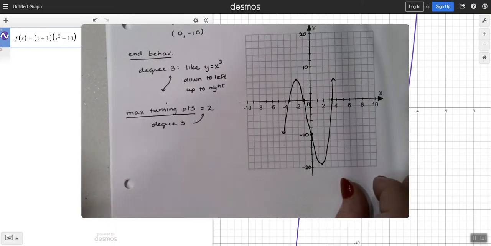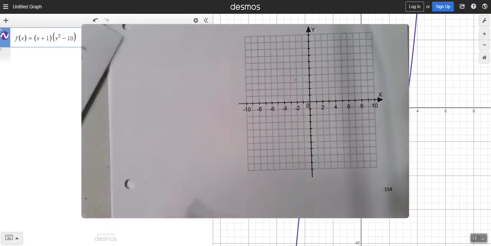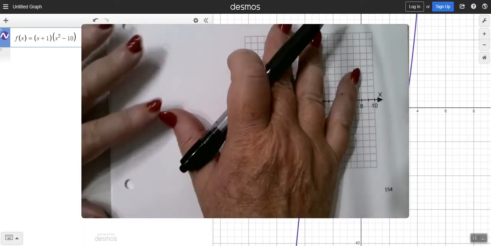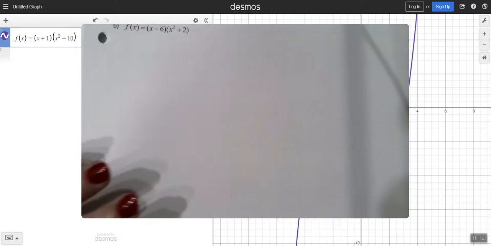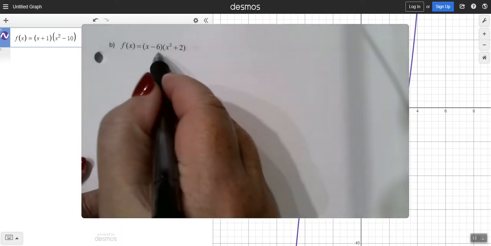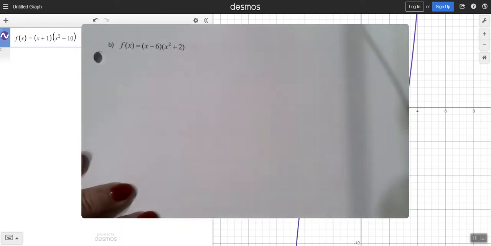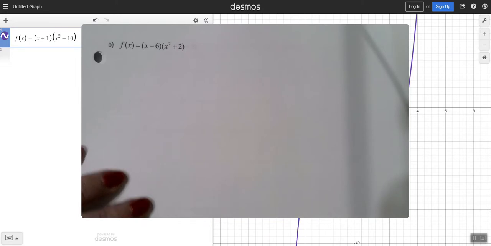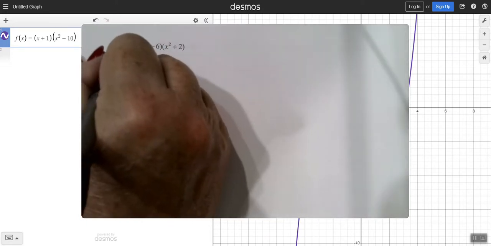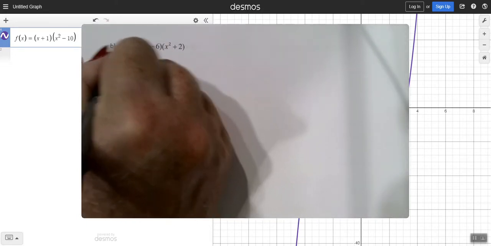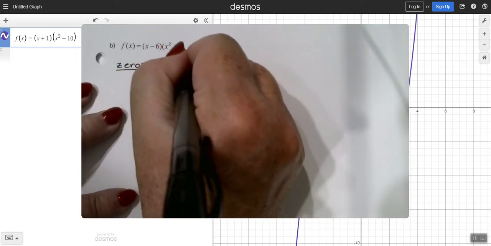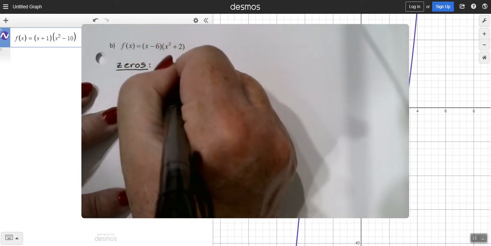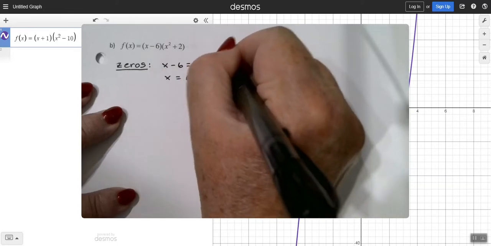All right, let's take a look at a couple of other things that can happen when we have irreducible quadratics. Here's another one. I've got a linear factor and then a quadratic factor that can't be factored anymore. So let's run through our same little list here. To get the zeros, I know I would set my function equal to 0, and so I'll set each factor equal to 0.